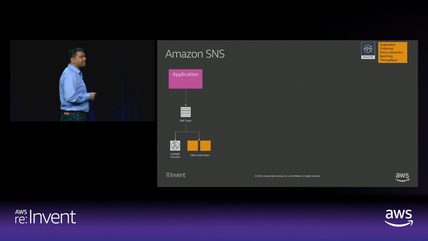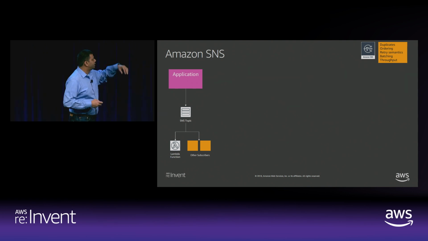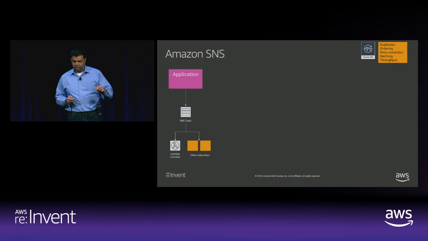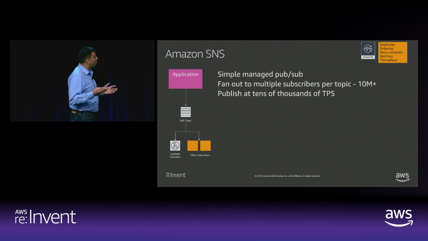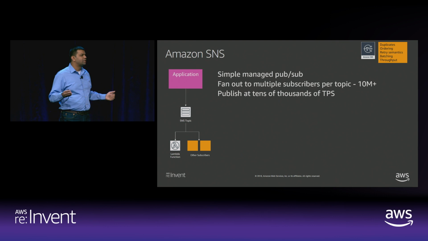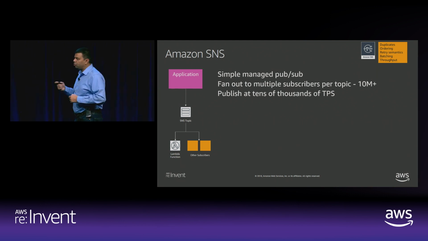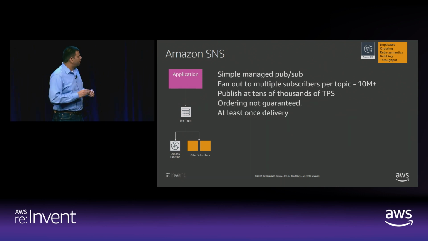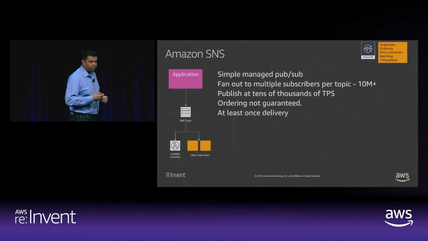So the next pattern we're going to look at is SNS. Here, the application generates a notification in an SNS topic, and then a Lambda function would be one of the subscribers to this topic. The advantage of this model is that it's a simple pub-sub model where, on the consumption side, you can fan out to millions of subscribers. So you can publish at an extremely high rate and deliver the notifications to a lot of consumers, Lambda being one of them. Again, in this model, ordering is not guaranteed, so you need to be prepared for at-least-once delivery.